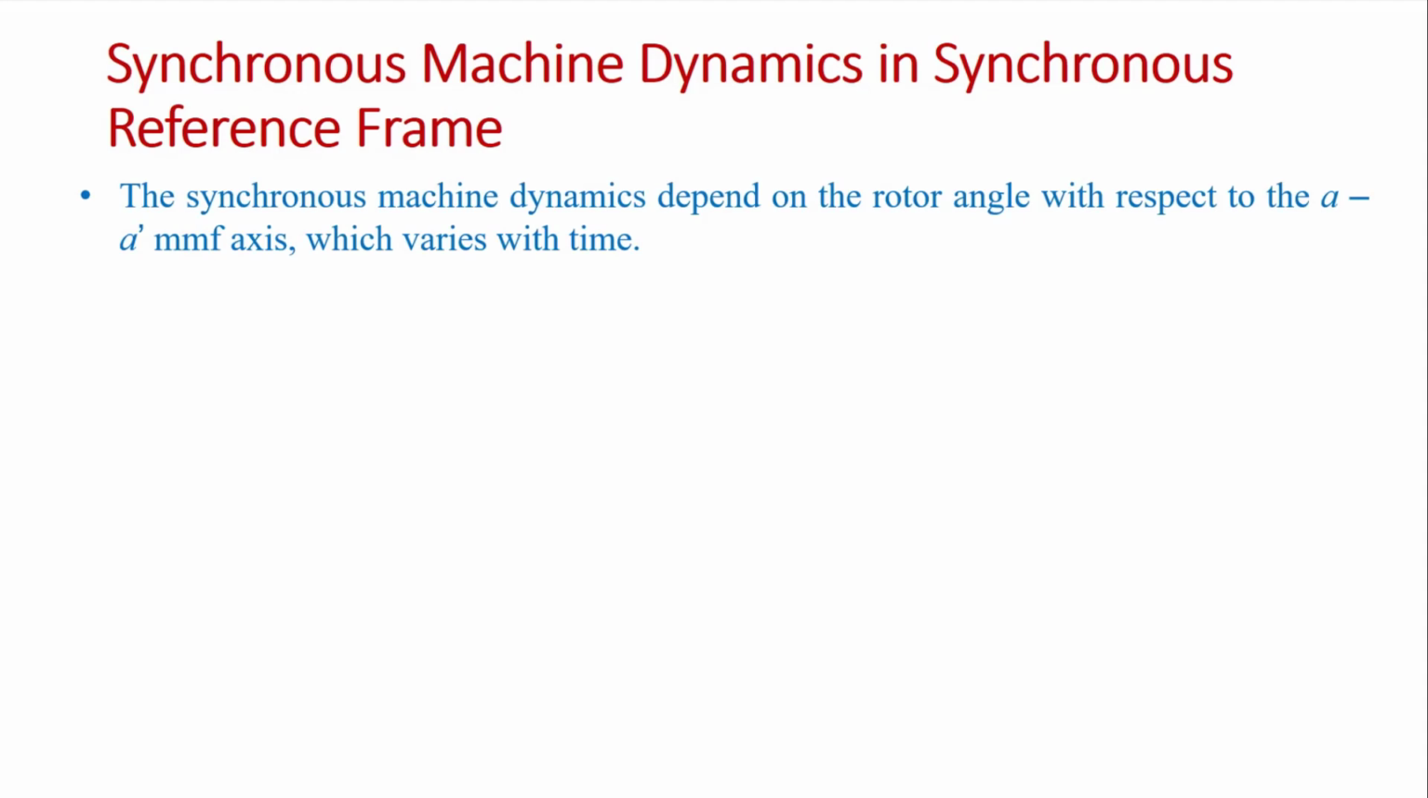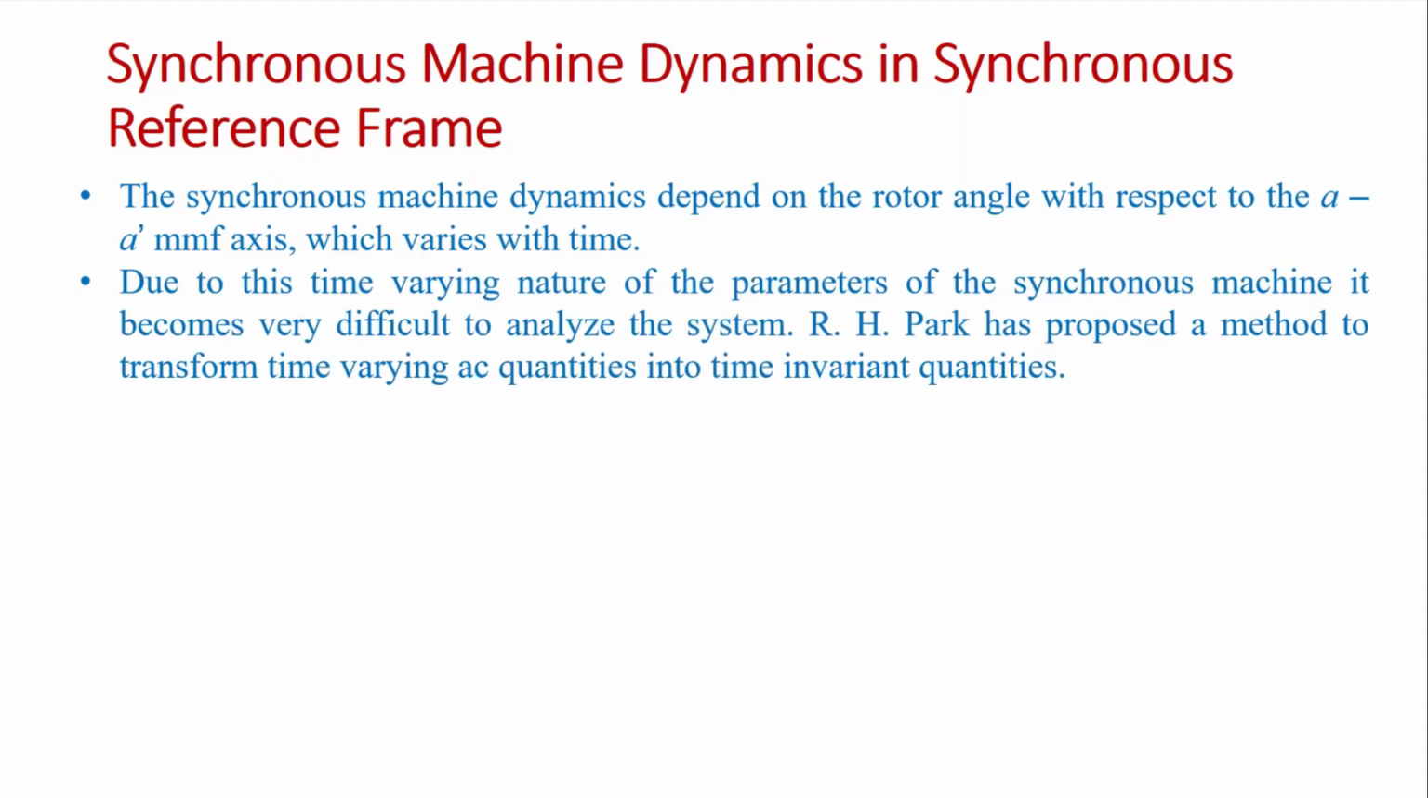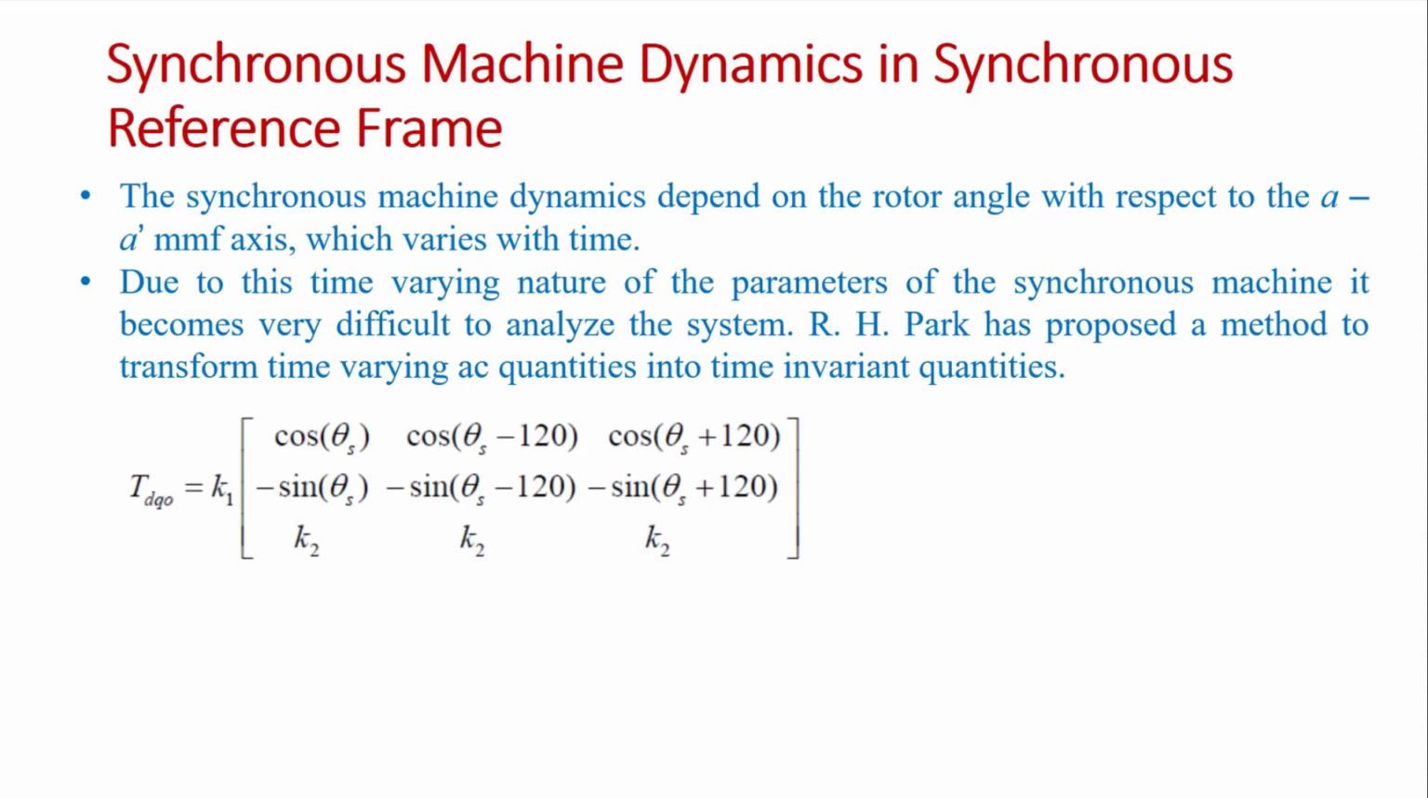The synchronous machine dynamics depend on the rotor angle with respect to the A-MMF axis, which varies with time. And due to this time varying nature of the parameters, it becomes very difficult to analyze the synchronous machine. So therefore, R.H. Park proposed a method to transform the time varying AC quantities into time invariant quantities. So this is the transformation matrix, the DQ transformation matrix.